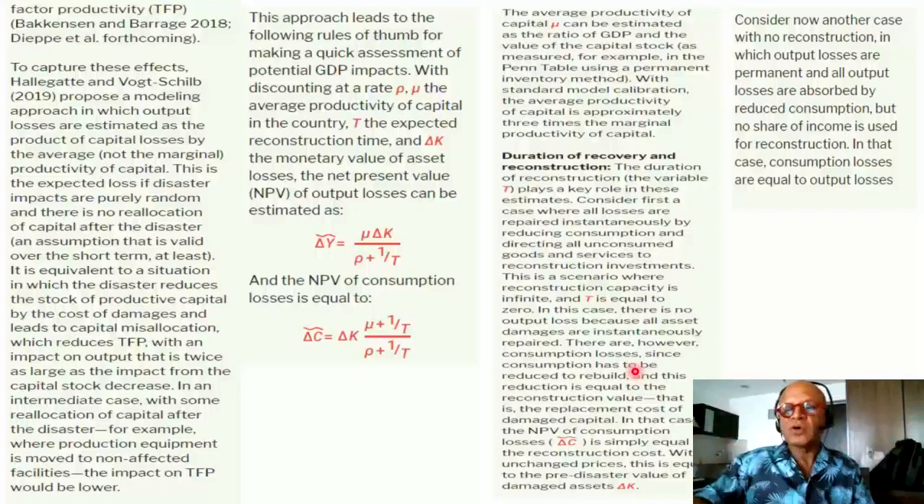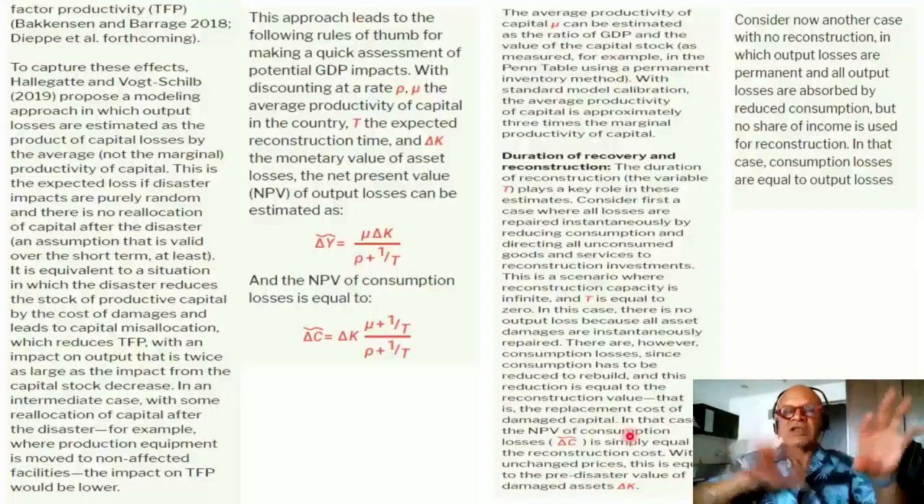Everything is back to work instantly. There are, however, consumption losses since consumption has to be reduced to rebuild, and this reduction is equal to the reconstruction value, that is, the replacement cost of damaged capital. In that case, the net present value of consumption losses is simply equal to the reconstruction cost. With unchanged prices, this is equal to the pre-disaster value of damaged assets, delta K.